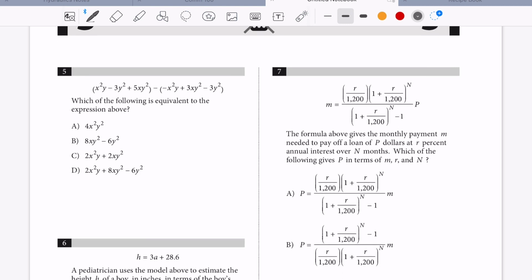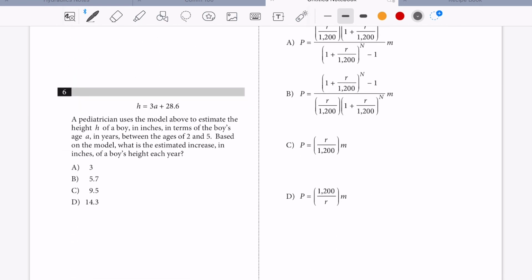Okay, which of the following is equivalent to the expression above? Okay, so let's just eliminate like terms here. Just have to keep in mind this negative sign here, because that's going to make this a positive, this a negative, and then this a positive. So your x squared y term plus another x squared y term, that's going to give you 2x squared y. And then your negative 3y, those are going to cancel out entirely. And then you're just going to be left with 5xy squared minus 3xy squared. So that's going to be a 2xy squared. So that'll be answer C.